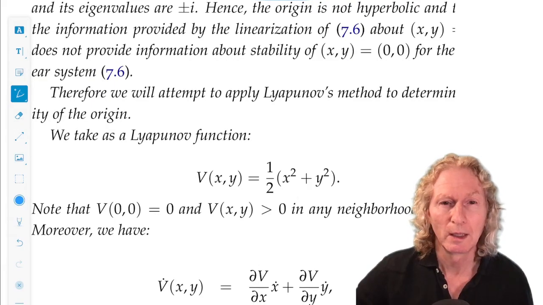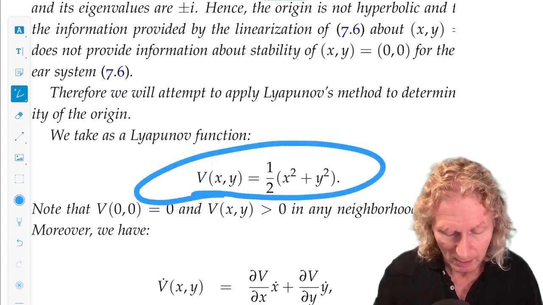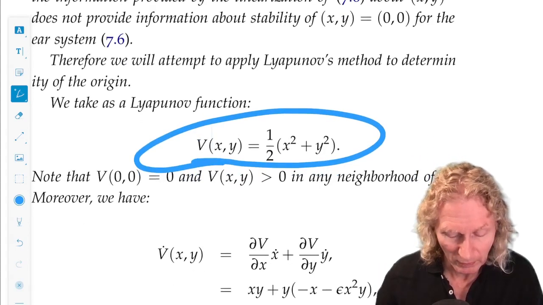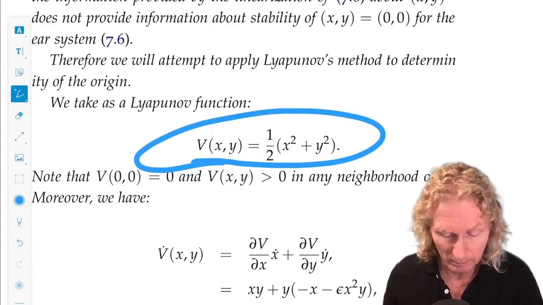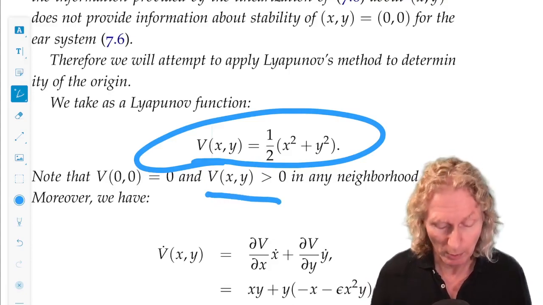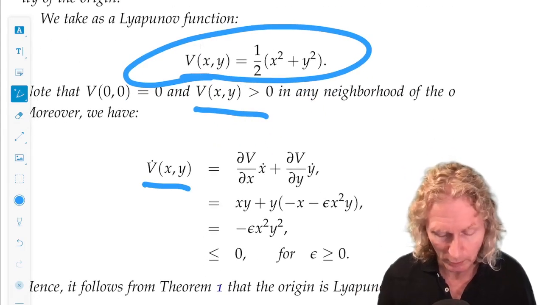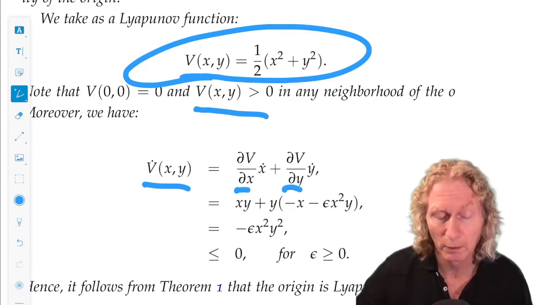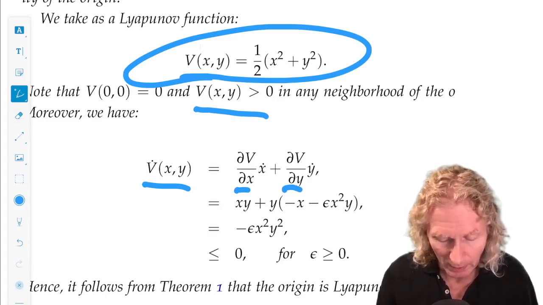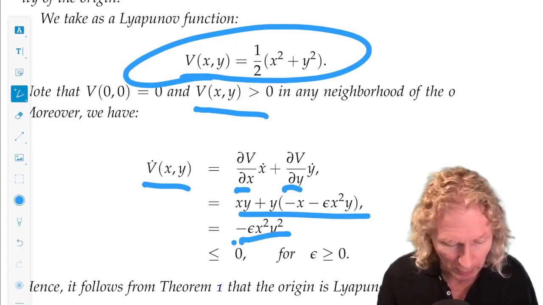So let's apply the theorem due to Lyapunov. We're going to take this as a candidate for a Lyapunov function. So clearly, this vanishes at the equilibrium point, and it's strictly greater than zero everywhere except the equilibrium point. Now we can compute V dot, the derivative along trajectories. That's just the gradient dotted with the vector field. And if we put in the values for dV/dx, dV/dy, and x dot and y dot, they simplify to this expression here.